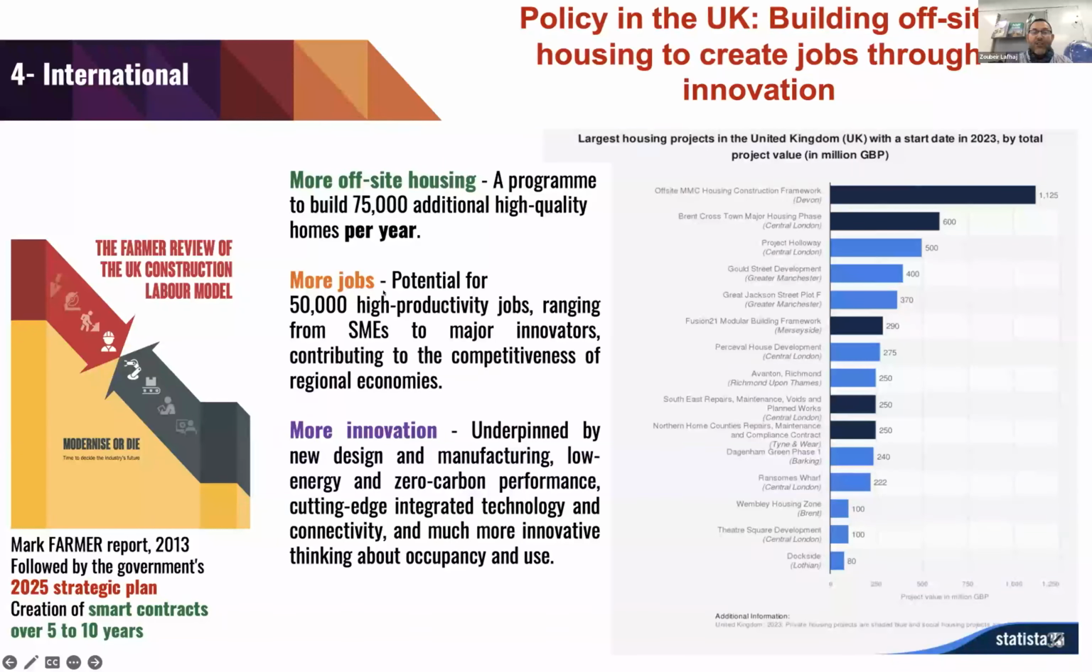Let's see more jobs, potential for 50,000 high productivity jobs, ranging from SME to major innovator, contributing to the competitiveness of regional economy. More off-site housing, a program to build 75,000 additional high quality homes per year. And this is really a very excellent strategy in UK.